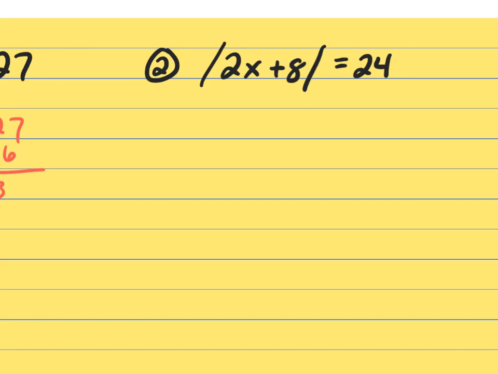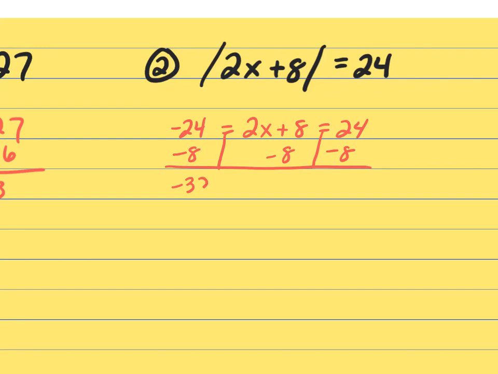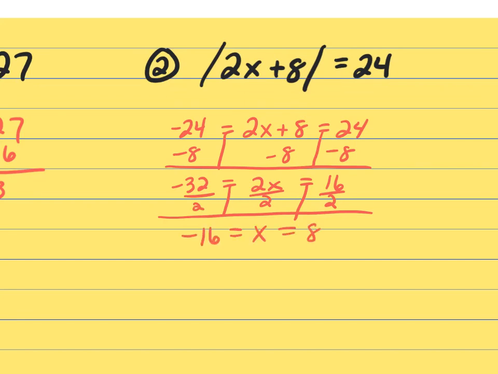Number 2 is the exact same way. 2x plus 8 could equal a positive 24, and it could also equal a negative 24. And from here we do a double upside down T to solve it. Subtract 8 from both sides, and I get negative 32 equals 2x, which also equals 16. And one more double upside down T to finish this off. Divide by 2, and we get negative 16 and 8.